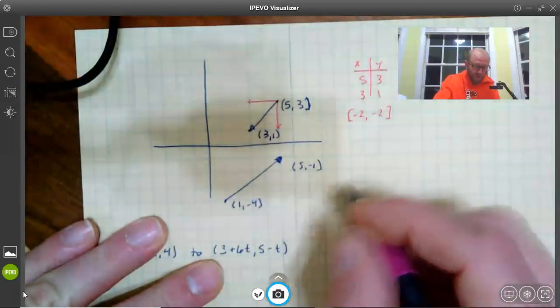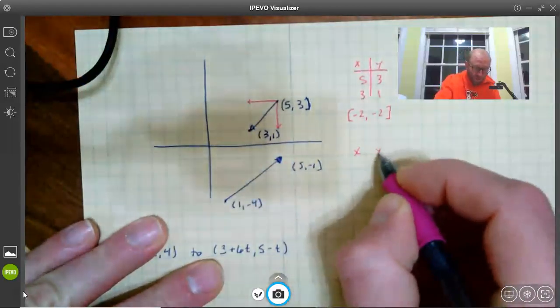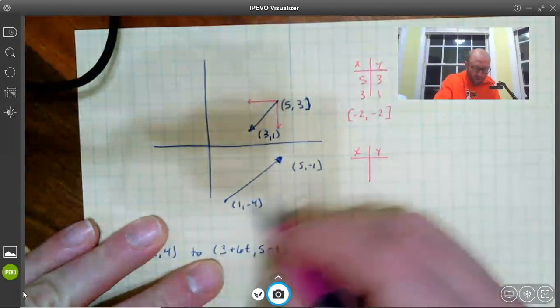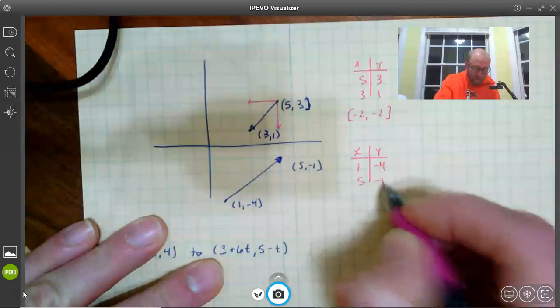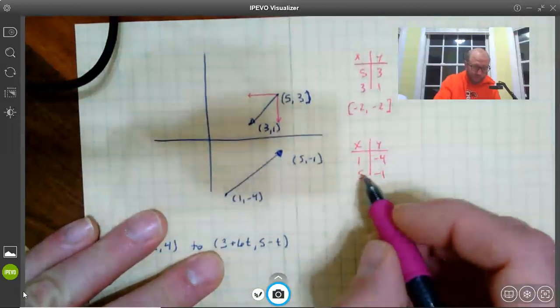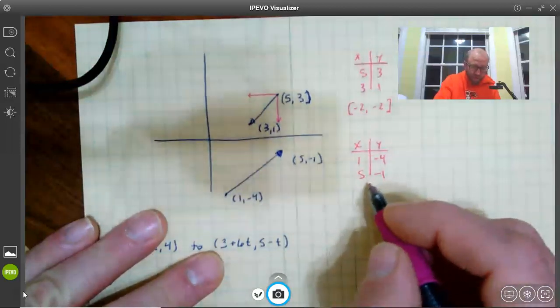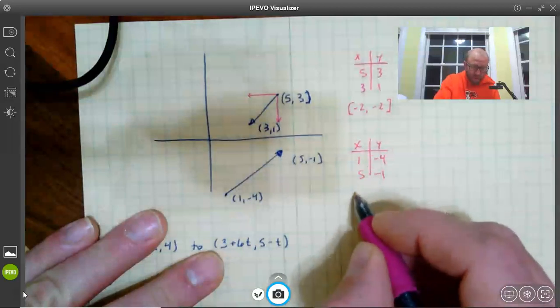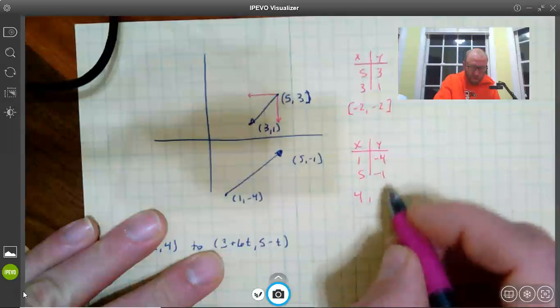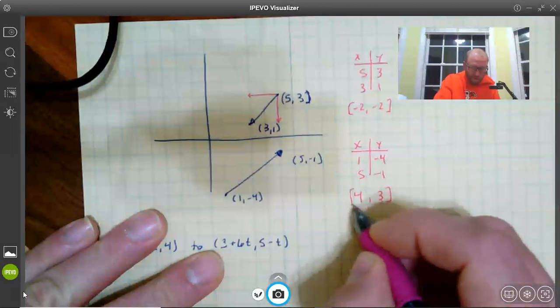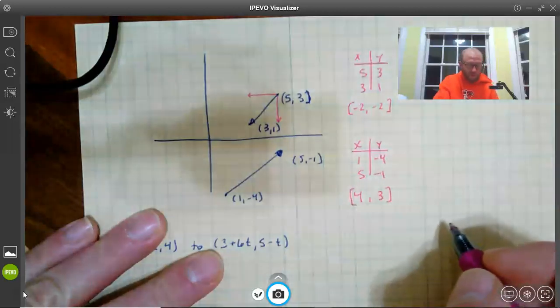Okay, or down here, we could say x, y. We're traveling from 1, negative 4 to 5, negative 1. End minus start equals change. 5 minus 1 is 4. Negative 1 minus negative 4 is a positive 3. So the vector is 4, 3.